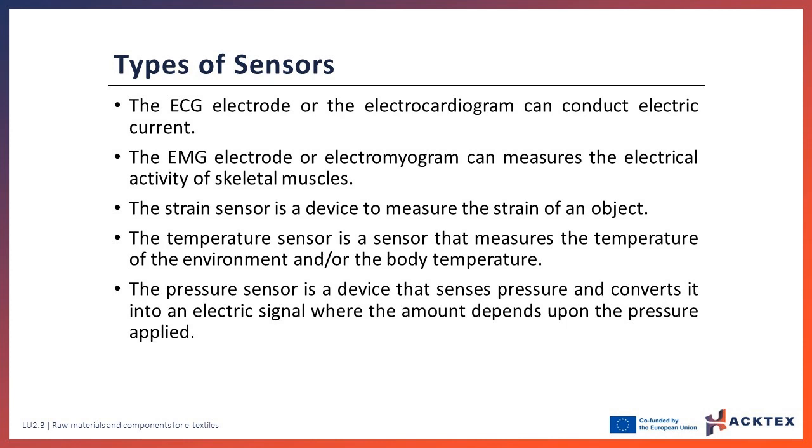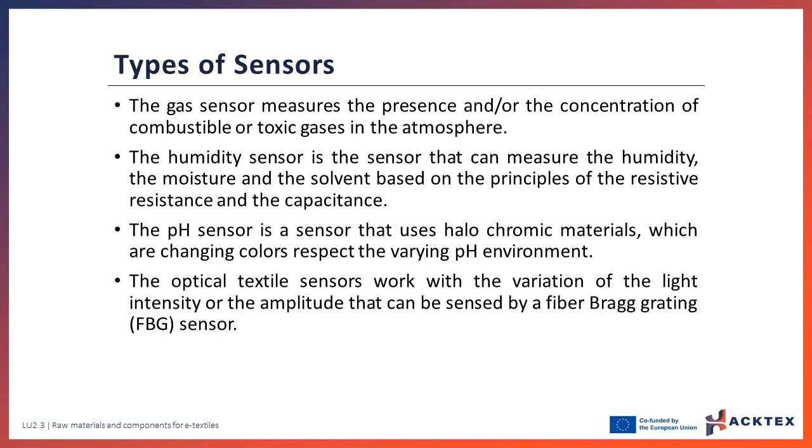The gas sensor measures the presence and/or the concentration of combustible or toxic gases in the atmosphere. The humidity sensor is the sensor that can measure the humidity, the moisture and the solvent based on the principles of the resistive resistance and the capacitance. The pH sensor is a sensor that uses halochromic materials, which change colors with respect to the varying pH environment. The optical textile sensors work with the variation of the light intensity or the amplitude that can be sensed by a fiber Bragg grating, FBG, sensor.